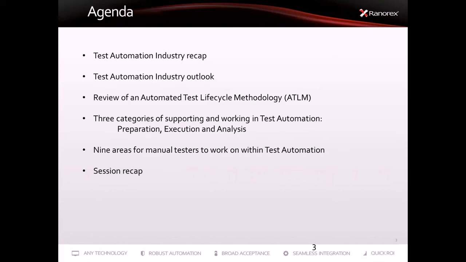We're going to next jump into the three categories of supporting and working in test automation, again for those without programming knowledge, broken up into the categories of preparation, execution, and analysis. Within those three categories, there are 9 areas, 3 in each, for manual testers that you can work in right away in automation to support your automation professionals without having the programming skills. And then finally, a session recap.